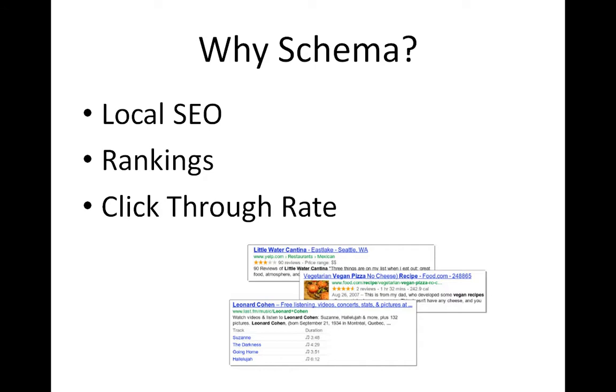Rankings. Yeah, it helps rankings. Click-through rate. People want to click stuff that looks more fancy and whatnot. Get your stars. Get your reviews. That's what everything has become. Stars and reviews. That's like internet marketing in a nutshell. And it's annoying as hell. Stars and reviews. 5 stars.